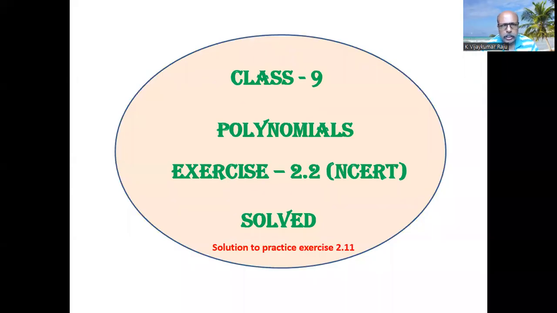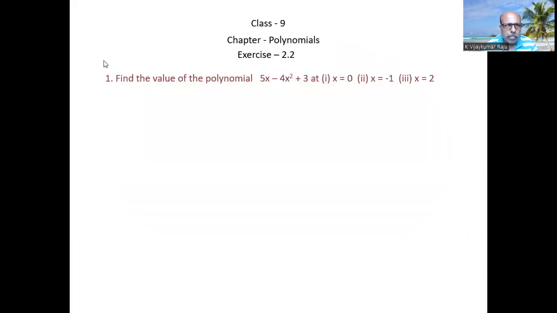Hello. So today I'm going to start solving exercise 2.2 of the polynomial chapter, that is for class 9. Now let us see the first question. Find the value of the polynomial 5x minus 4x square plus 3 at x is equal to 0, x is equal to minus 1 and x is equal to 2. So when you want to find the value of this polynomial at x is equal to 0, you will have to substitute the value of x as 0 in this and find what the number will be. Let us see the solution.